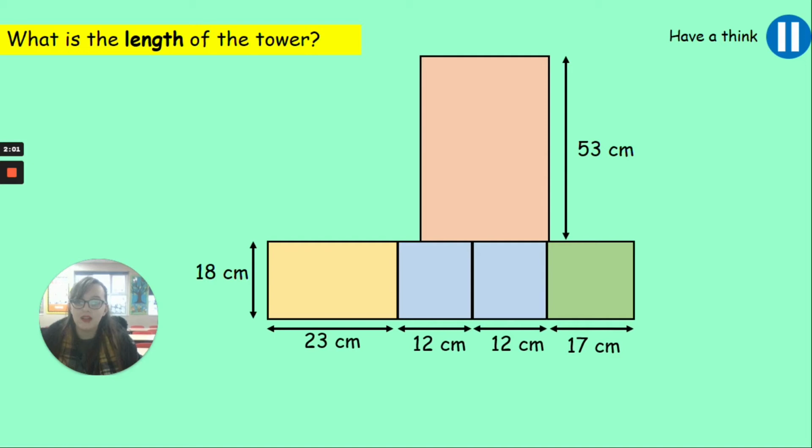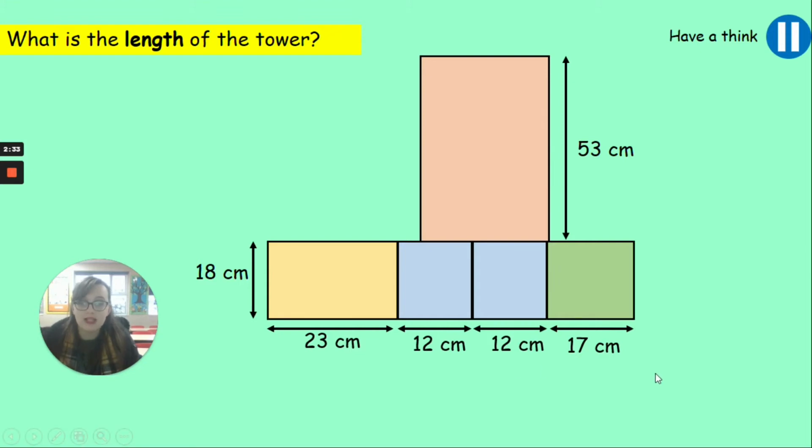But what if I'm looking at the length, not the height? If I'm not looking at the height, I'm not looking at these top to bottom measurements. If I'm looking at the length, I'm looking at these side to side measurements to see how long it is. So I can see here, I've got 23, I've got 12 centimetres again, and 17 centimetres. These are the measurements that I need to add together to find out how long this tower is. Now, I can add these in any order. I could add these all at once, I could break them down, it's entirely up to you.